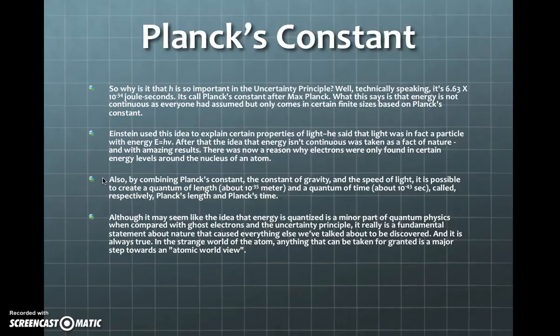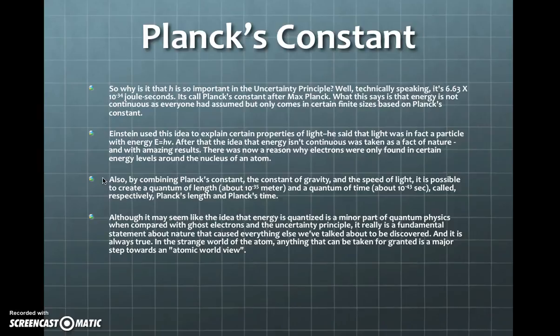Einstein used this idea to explain certain properties of light. He said that light was in fact a particle with energy E equals h, Planck's constant, times velocity. So the energy was Planck's constant times the speed of that light. So if light's 300 kilometers per hour, what am I saying? 300 kilometers per minute, per second? No, hang on. Whatever it is, you know what I mean. It's moving. It's got a lot of energy stored in it.